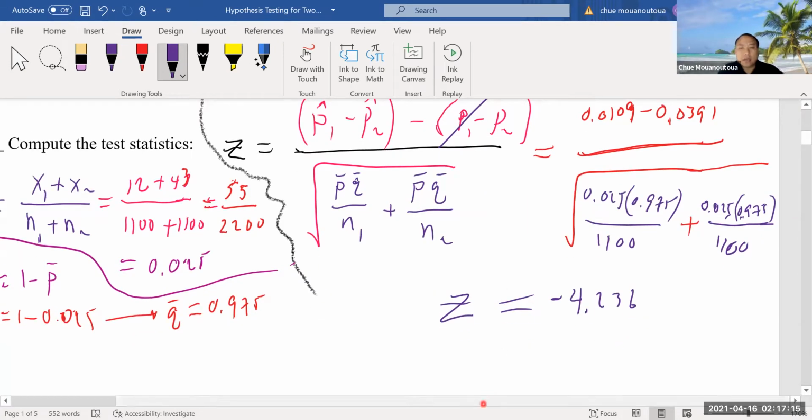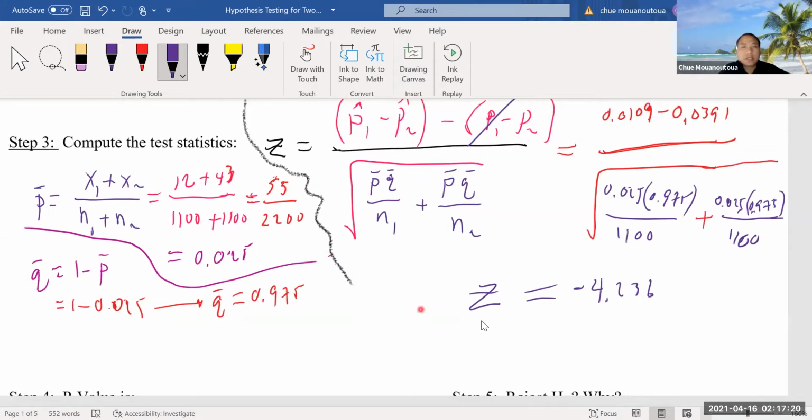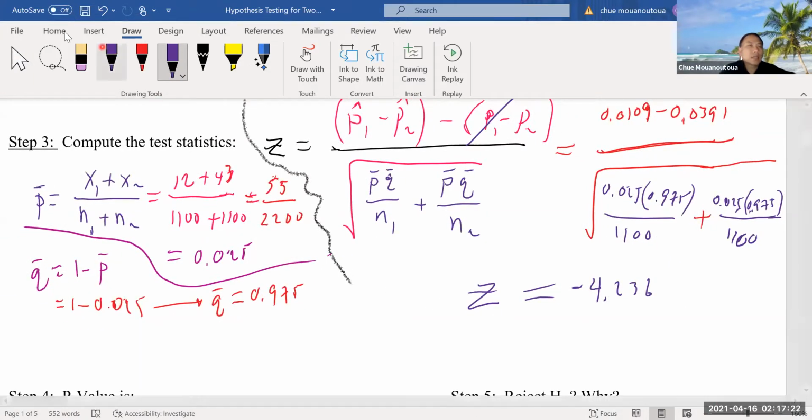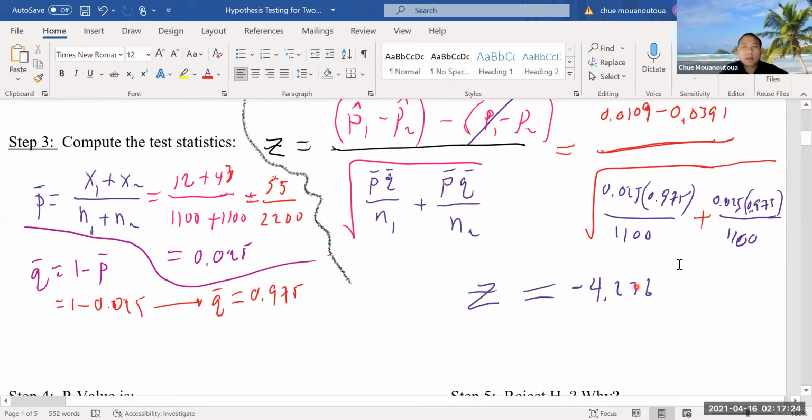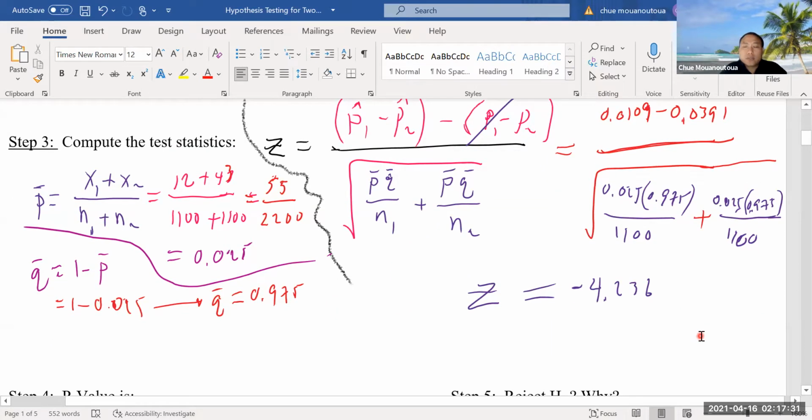Now the hardest part is just the test stat here, okay? Just the statistics part is the hardest one. The rest should be straightforward.